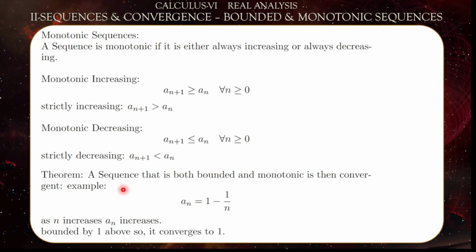As an example, a_n equals 1 minus 1 divided by n. As n increases, a_n increases. It is bounded by 1 from above as it converges to 1. This is because as n approaches infinity, the second component, 1 divided by n, becomes 0. That's why the upper bound is 1. At the same time, for n equal 1, you have a_n equal 1 minus 1, which is 0. That would be the lower bound.